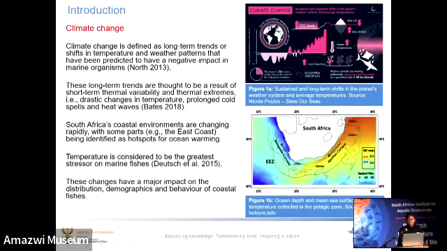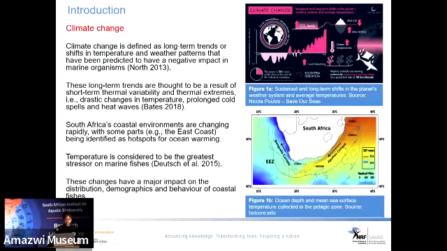So climate change is defined as long-term trends or shifts in temperature and weather patterns that have an impact on the marine environment. Now, these long-term trends are thought to be a result of short-term thermal variability, such as drastic changes in temperature, prolonged cold spells, and heat waves. Temperature is considered to be the greatest stressor in marine organisms, as these changes have a major impact on the distribution, demographics, and behavior of marine fishes.